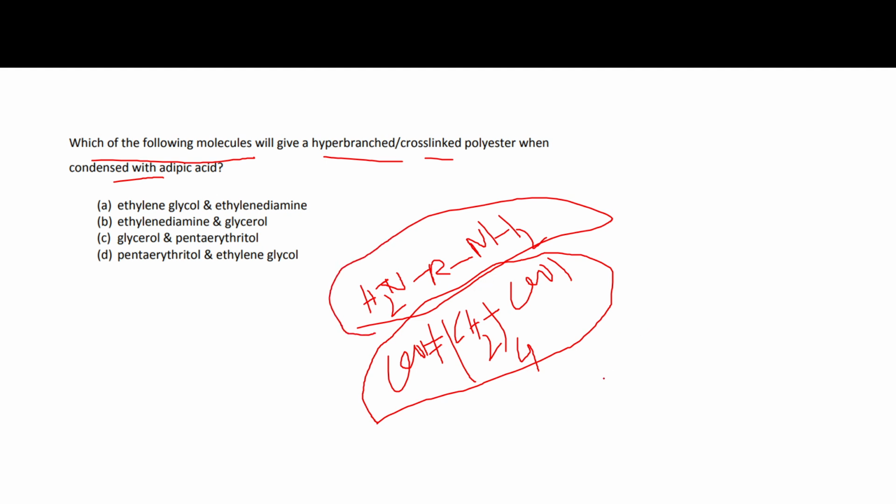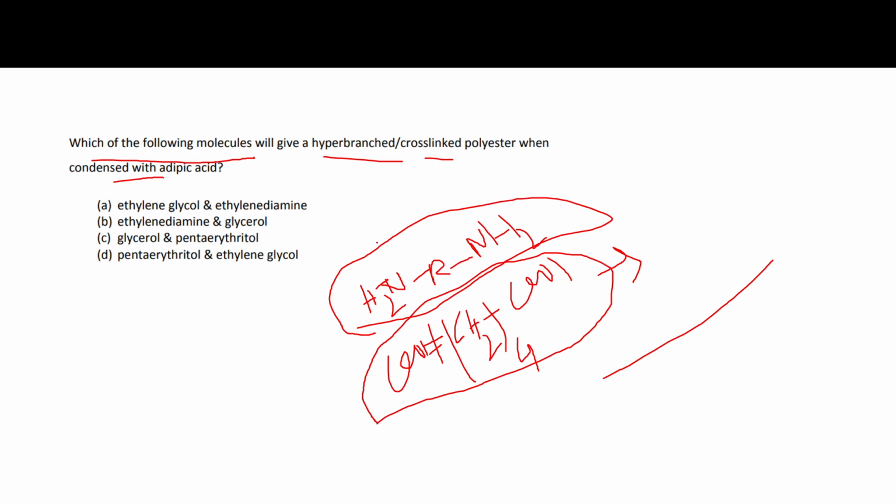When you have molecules with two functional groups and another monomer with two functional groups, they generally give a linear polymer. So if you want to get a hyperbranched or cross-linked polymer, you need one extra functional group. If your adipic acid is involved in this reaction, then the functional group count of the other monomer should be more than 2. If the other monomer has only 2 functional groups, it will not form a hyperbranched polymer, it will be a linear polymer.